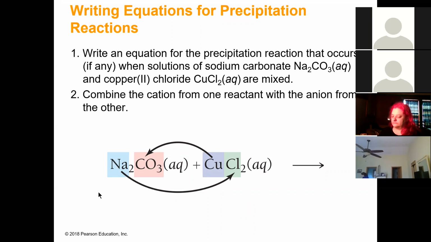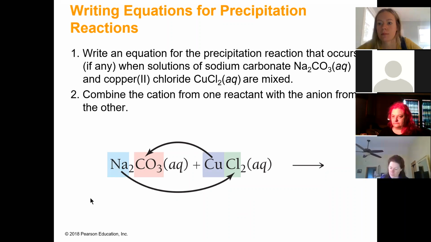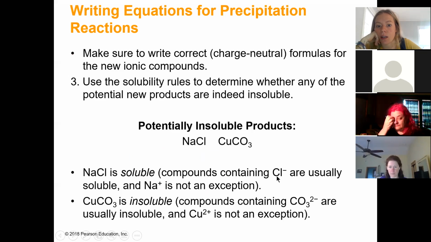Okay, so when flip-flopping these, we're going to take the sodium and combine it with the chlorine. So that one's easy, right? That's just sodium chloride, NaCl. This copper and this carbonate, we need to flip-flop. Copper in this case has a 2+ charge, and carbonate always has a 2- charge. So it would just be CuCO3.